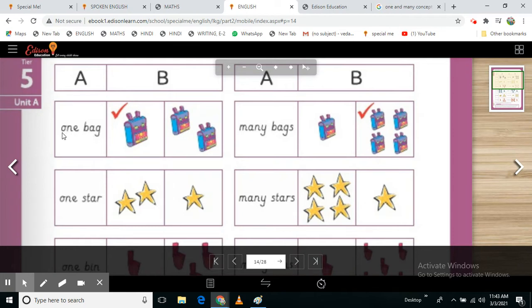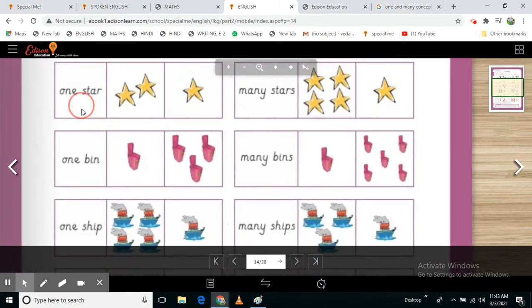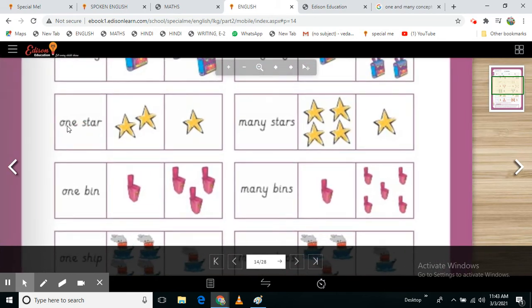One bag, one bag. Now see, this is one bag and these are many bags. Now you have to take only one bag. Okay. So in this way, this is one star and these are many stars. You have to tick over here one star.